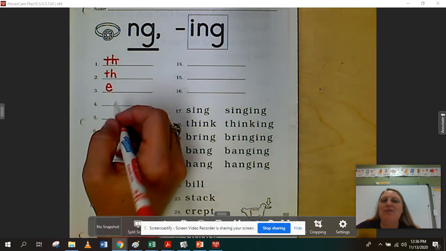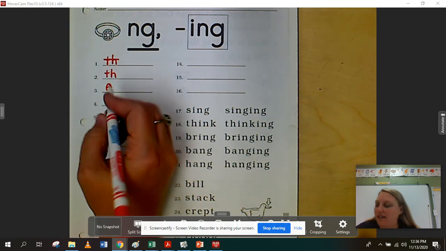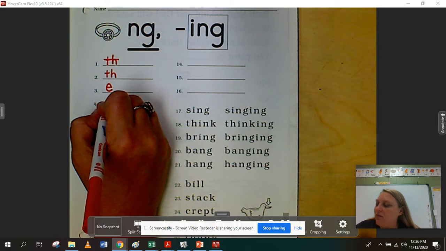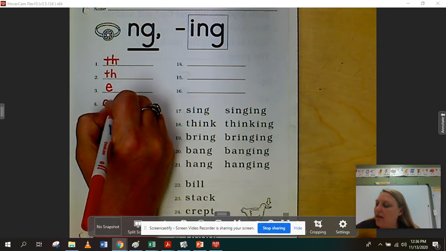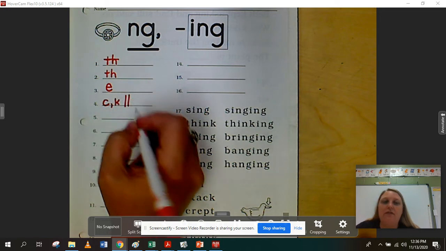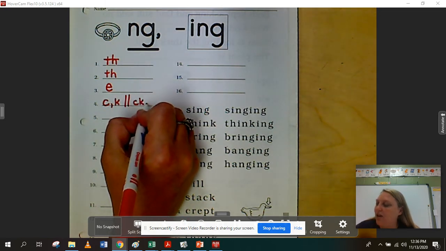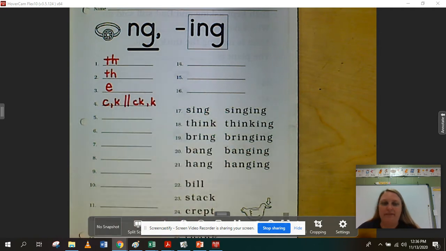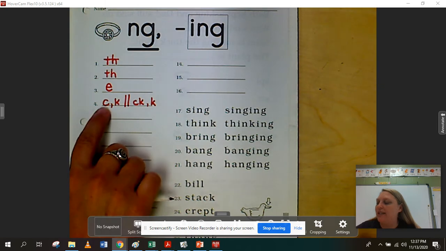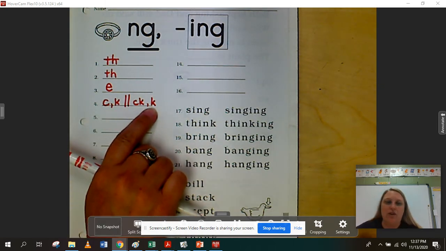Number 4. This one I asked you to write all the sounds that you can write using the k sound. So if it's at the beginning of the word, we can use a C or a K. And if it's at the end of the word, if it's a final sound, we can use a CK or a K. Every now and then we'll write a C at the end of the word, but most of the time it's a CK or a K.